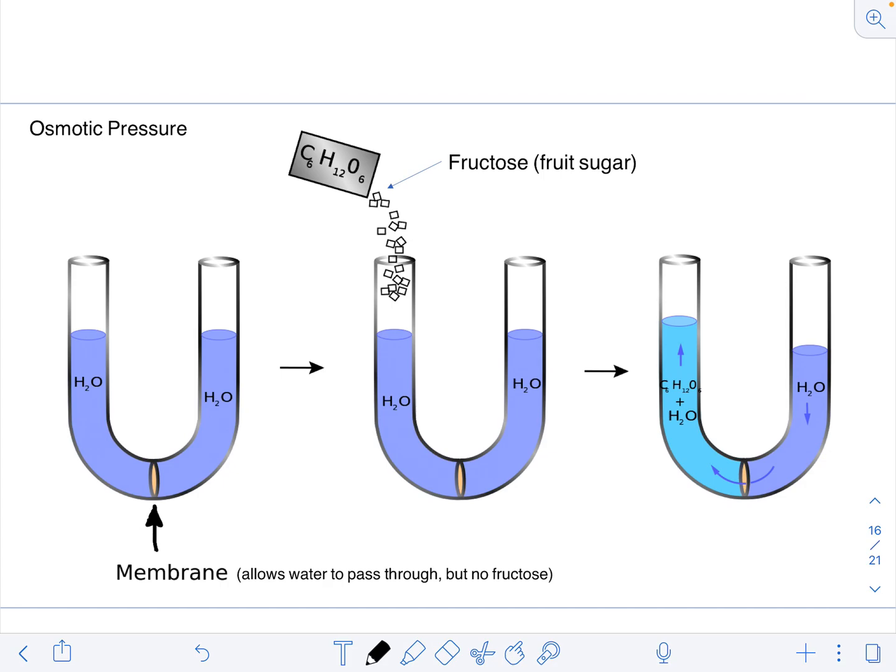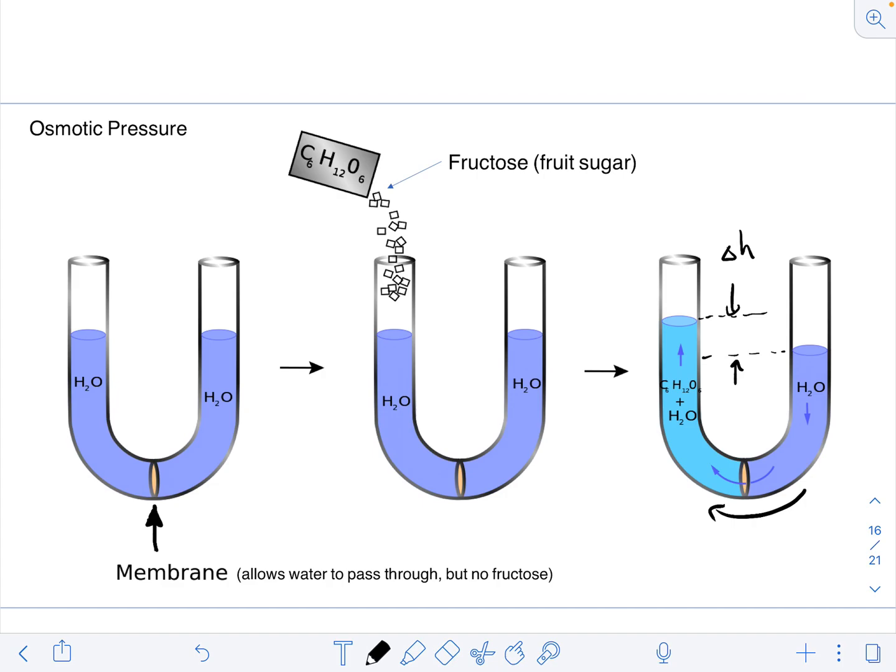And what we observe is that some of the pure water on the right-hand side of the tube flows through the membrane to dilute the sugar that was added on the left-hand side. And as a result of this, we get a difference in height between the two sides. This might be a height difference of delta H. And we could calculate the pressure difference that results from the water that has flowed from the right half of the tube into the left half.